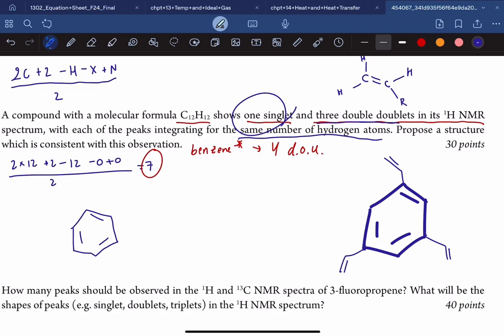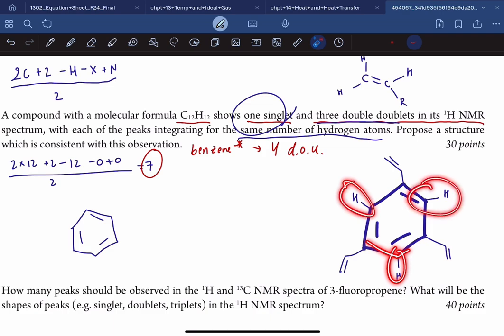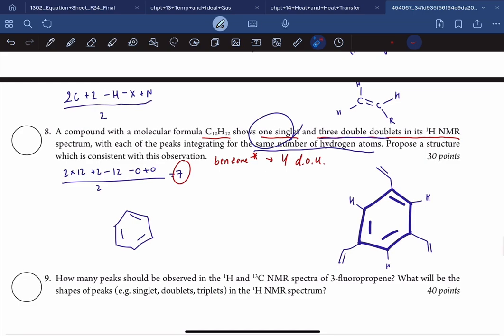And then the one singlet is going to be from this signal here. This hydrogen here has no neighbors, so it's going to be a singlet. And this is also a singlet, but this singlet and this singlet and this singlet are all equivalent. So that's why this is going to be the structure. The reason this is so tricky is because you have to know what a double doublet means, and if you don't, it's kind of difficult to answer this.